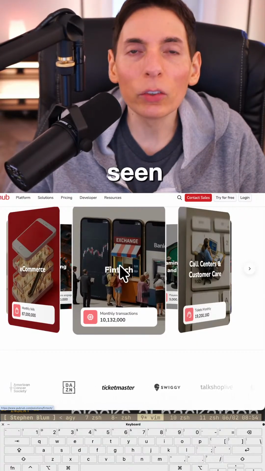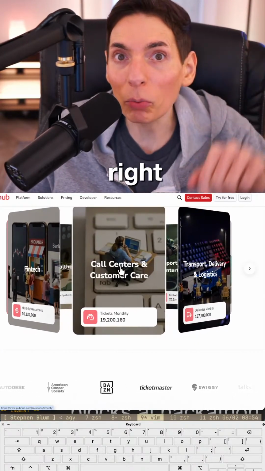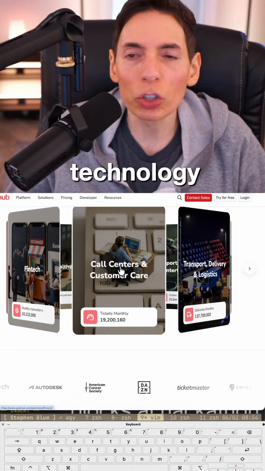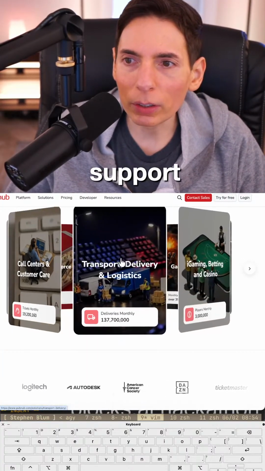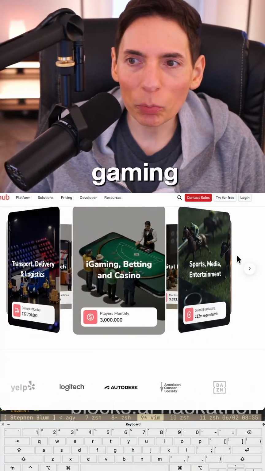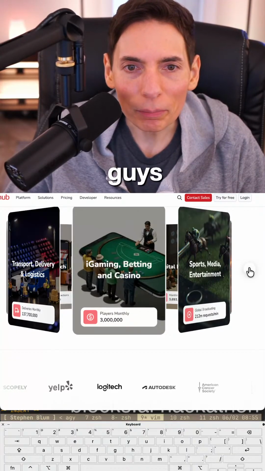FinTech, you've probably seen those stock quote tickers move up and down, right? That requires a streaming technology like PubNub. Chat support, delivery, multiplayer gaming, sports betting, all that stuff, you guys.